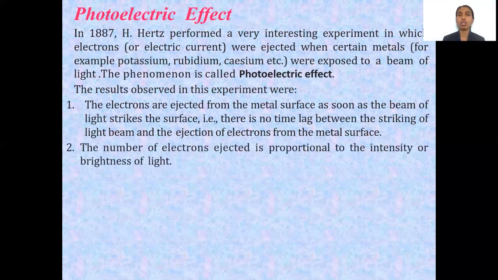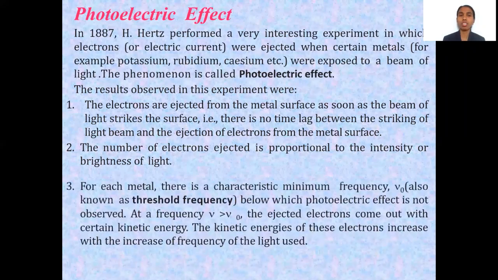The second result was that the number of electrons ejected is proportional to the intensity or the brightness of light. The higher the intensity, the greater the number of electrons ejected. That is, the number of electrons ejected is proportional to the intensity or the brightness of light.